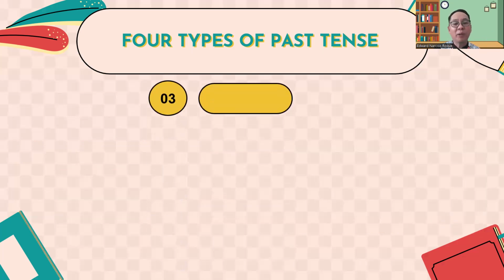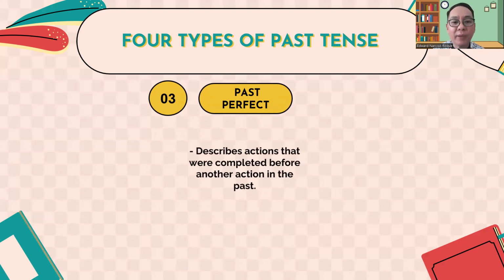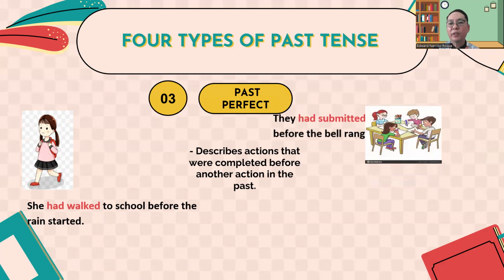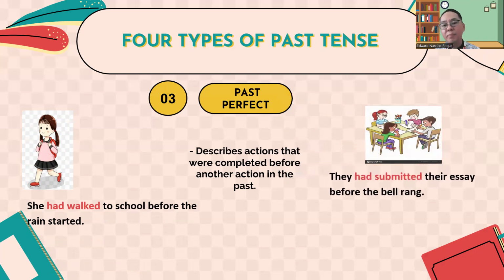The third one is the past perfect. The past perfect tense describes actions that were completed before another action in the past. For example, she had walked to school before the rain started. And the other example is they had submitted their essay before the bell rang. Here, in the past perfect, we use the word had plus the past participle of the verb.